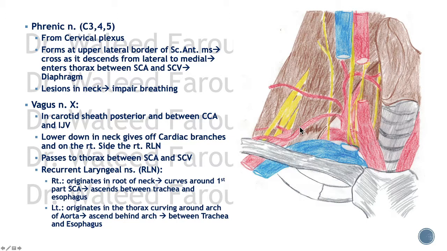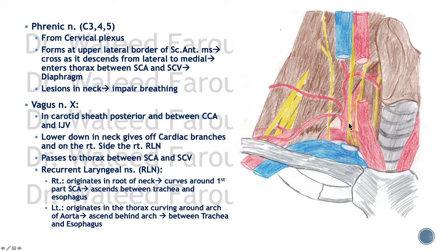This is very important. The vagus nerve, it's the 10th cranial nerve, and of course, we will talk a lot about cranial nerves when we get inside the skull. But now we're dealing with the vagus nerve as it goes down here in the root of the neck. As I told you, it comes down in the carotid sheath, posterior and between the internal jugular and the internal carotid, and then internal jugular and common carotid.